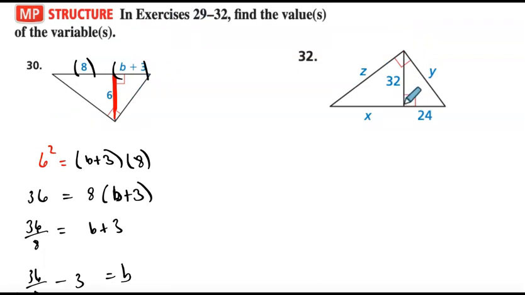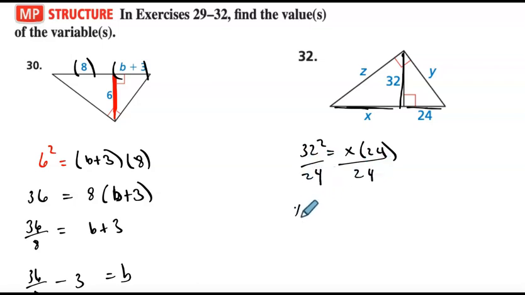Alright, and then here, okay, I'm going to go with the altitude. So the altitude squared equals x times 24. So I'm just going to divide by 24 on both sides. And x is going to equal 32 squared over 24, whatever that equals. And I'll just put that into the calculator. So 32 squared divided by 24. And I get 42 and 2/3 is my x.